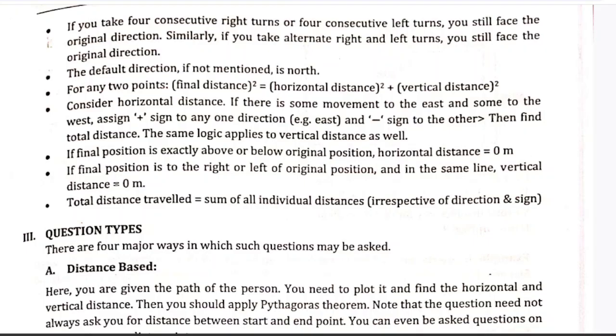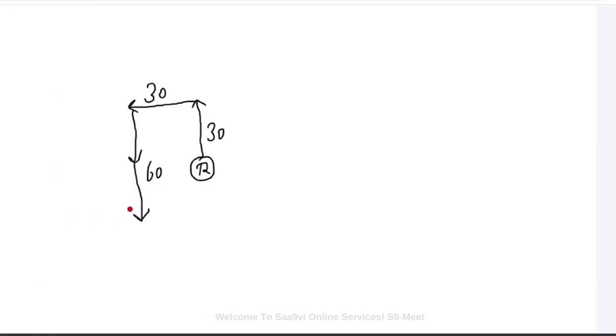After that, he turns left and walks 70 meters. Now, if he's facing downside, this is right, this is left, and he went 70 meters. Till here it was 30. Now total is 70. Clear?